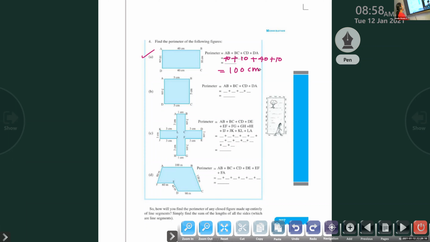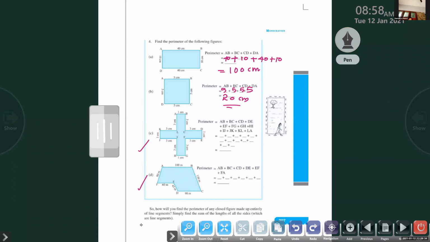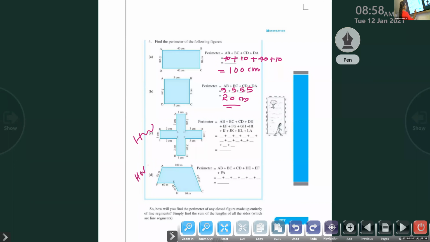Okay, can you find the second one's answer? 20. That is 5 plus 5 plus 5 plus 5 equal to 20 centimeters. And children, will you do these two as homework? Yes, ma'am. Page number 207?